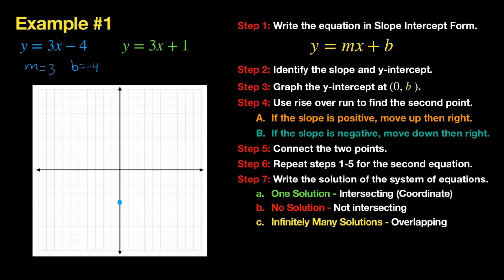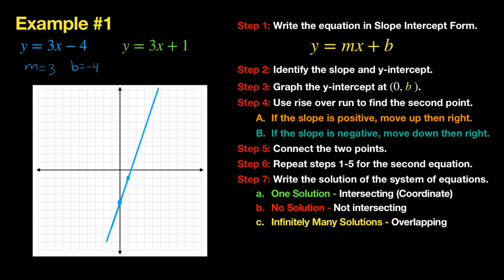And then for step 4, we're going to use rise over run to find the second point. If the slope is positive, move up, then right. In this case, our slope is 3, and it's positive. So we're going to go to our intercept. We're going to move 3 units up, 1, 2, 3, and we're going to move 1 unit to the right. Anytime that you have a whole number, you only move 1 unit to the right. Now that we have those 2 points, we draw a line to connect them.